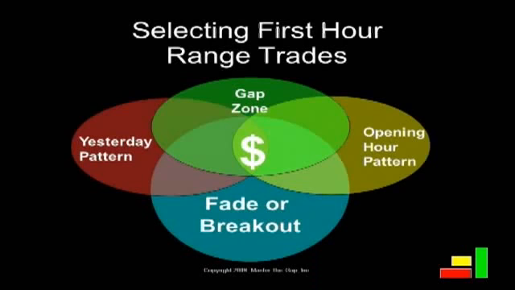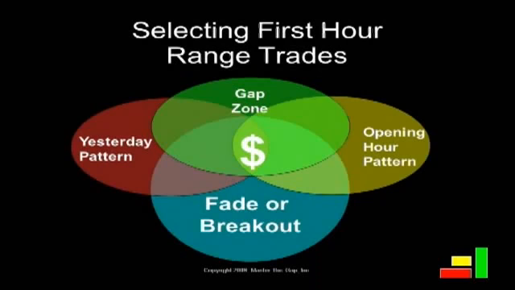The first one is yesterday's price pattern. Did we open low and rally all day? Did we open high and sell off all day? Did we finish with a doji, etc.? The second one is what I call the gap zone, or the opening price area. Where did the market open relative to the prior day's open, high, low, close range?